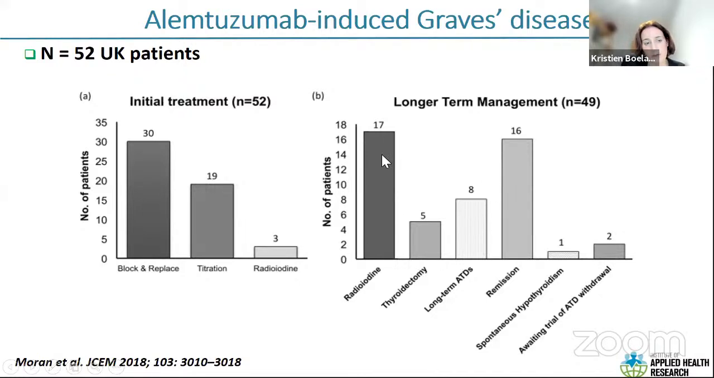And certainly in my experience, alemtuzumab-induced Graves' disease can be quite resistant, and many of these patients do require a definitive treatment option, be that in the form of radioactive iodine or via thyroidectomy. You can see that about 8 patients did require long-term anti-thyroid drugs.